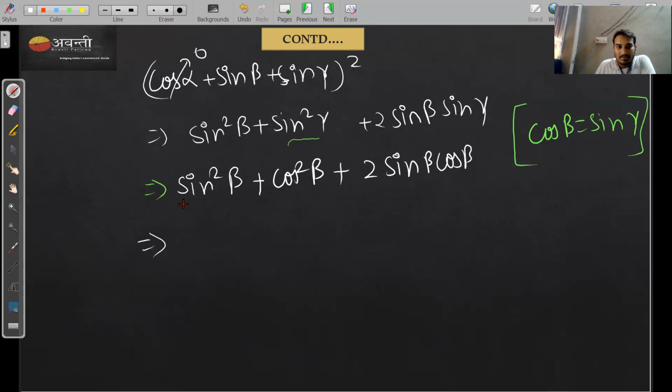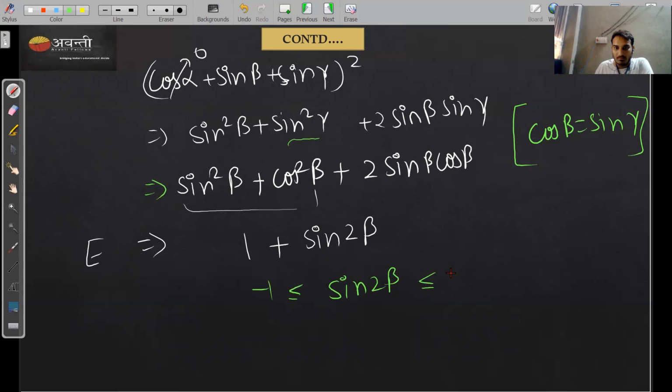So this thing is 1. So it becomes, and 2 sin beta cos beta is sin 2 beta, right? So now see, this is your equation E. The maximum value of sin 2 beta ranges from -1 to 1. Yes or no? So 1 plus sin 2 beta would range from 0 to 2, right?